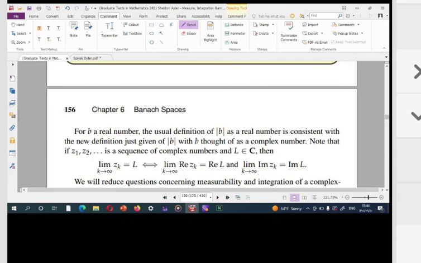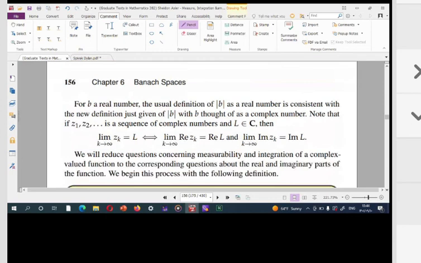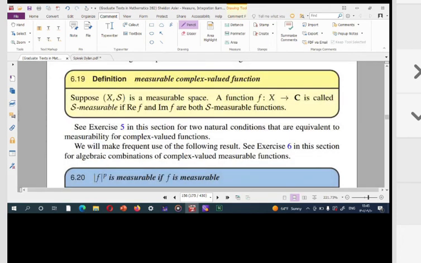and we have this easy observation that the limit of the sequence z_n equals z if and only if the limit of the real part of z_n equals the real part of z, and the limit of the imaginary part of z_n equals the imaginary part of z. Okay, this is very easy.